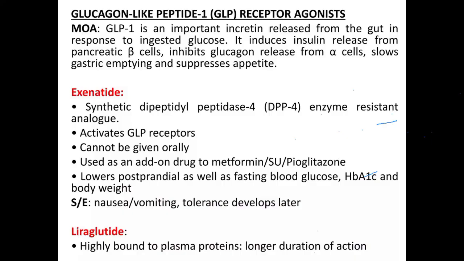Then the next GLP-1 receptor agonist is liraglutide. Another example is liraglutide: highly bound to plasma proteins, with a longer duration of action. So the drug is highly bound to plasma proteins, and as a result, it causes a longer duration of action.